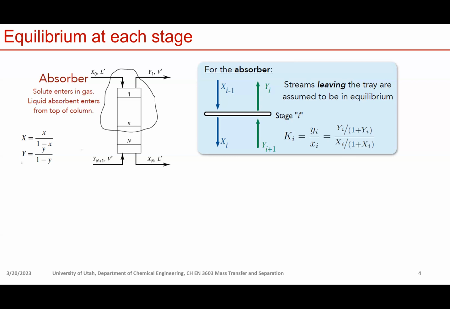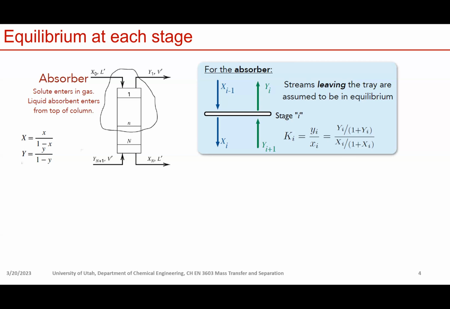We define the composition of the streams leaving the stage as X and Y with the subscript i, because we are at stage i. We just describe the mole ratio of the vapor leaving the stage as Yi, and the mole ratio of the liquid leaving the stage as Xi. That's just a definition, for convenience.